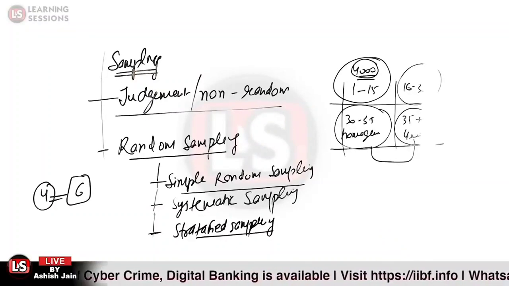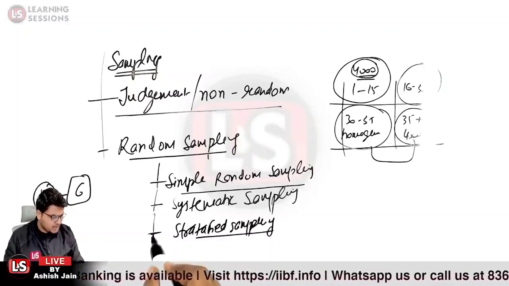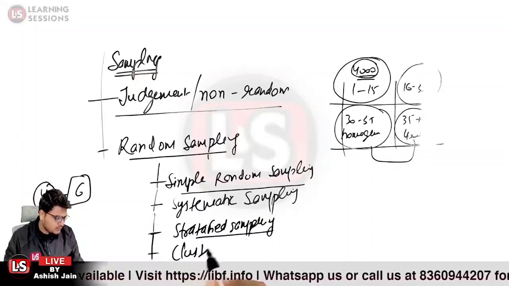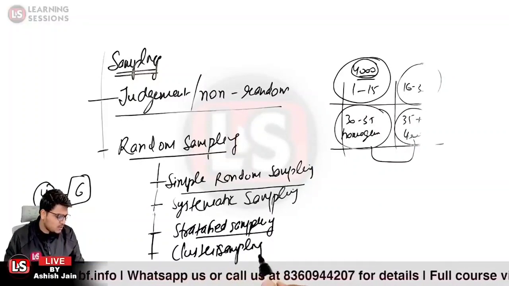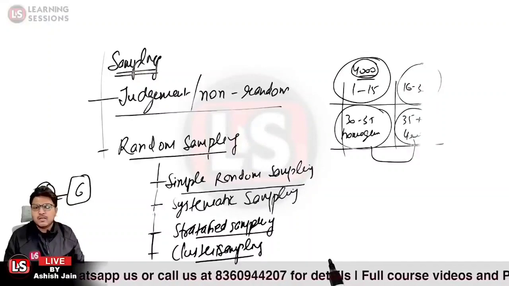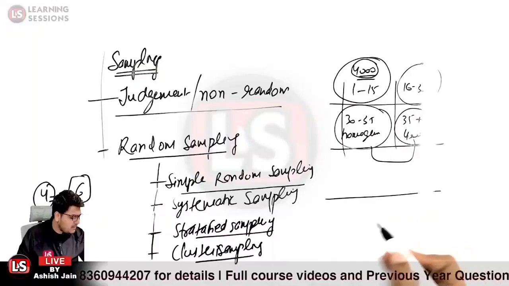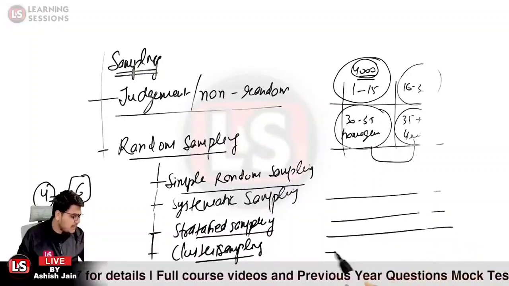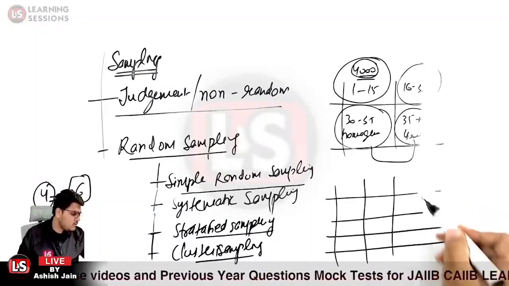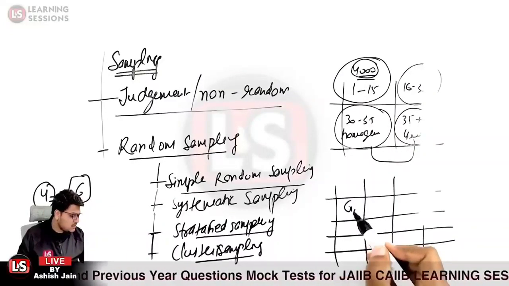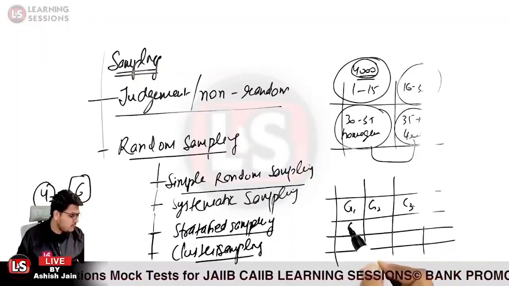The next type we are going to cover is cluster sampling. The fourth type that we are going to cover is cluster sampling. Now cluster sampling is totally opposite to stratified sampling. Why is it opposite? Let us have a look. Let us take the case that the company took the map of the city and divided it into different groupings. This is G1, this is G2, or we can say cluster C1, C2, C3, C4 and so on.